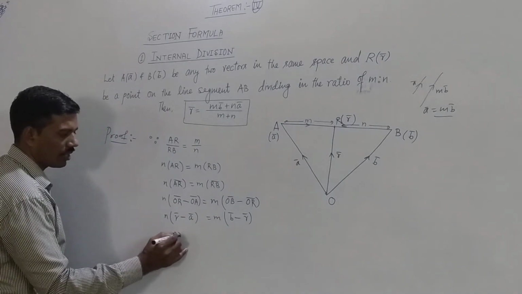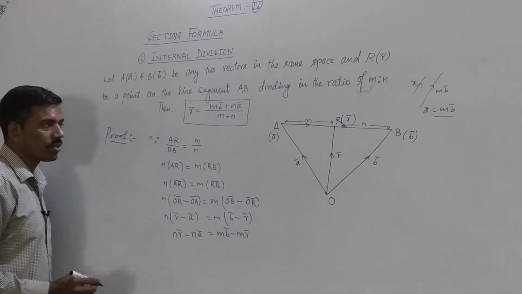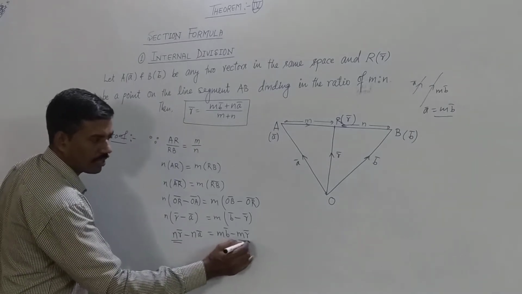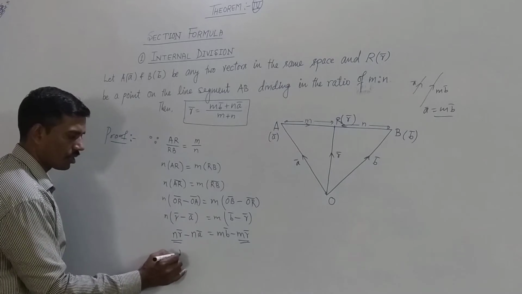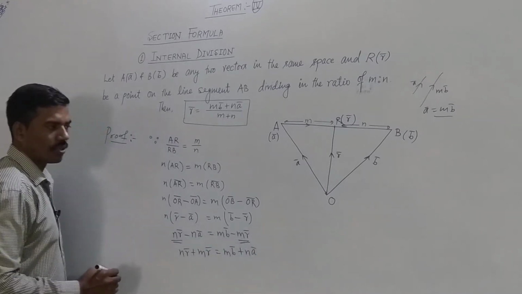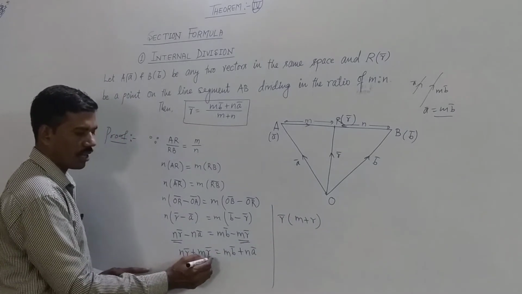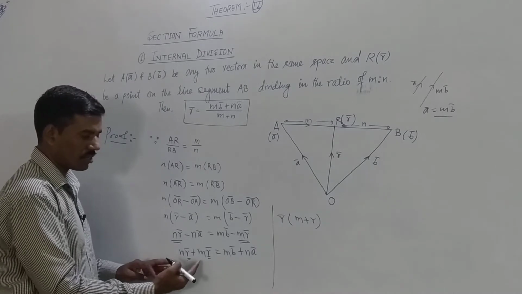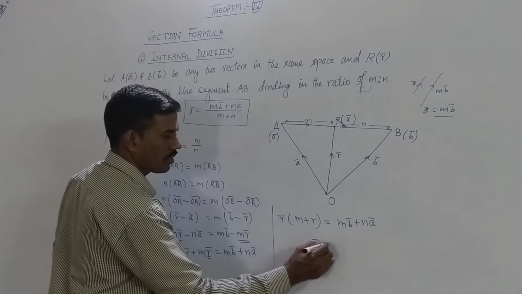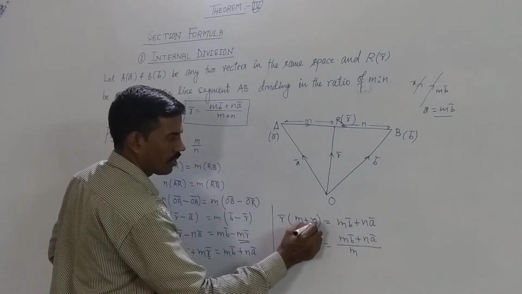On opening this bracket, we have n into vector R minus n into vector A is equal to m into vector B minus m into vector R. Since we have to find vector R, let us collect the terms containing vector R. So vector nR is here, vector mR is here, meaning the terms containing vector R. So we have n into vector R plus m into vector R is equal to m into vector B plus n into vector A. Taking R as common, we have m plus n. When we take vector R as common, the remaining terms are m and n, equal to m into vector B plus n into vector A. So vector R is written as m into vector B plus n into vector A whole divided by m plus n.